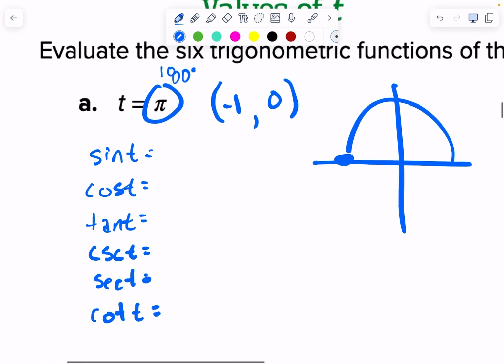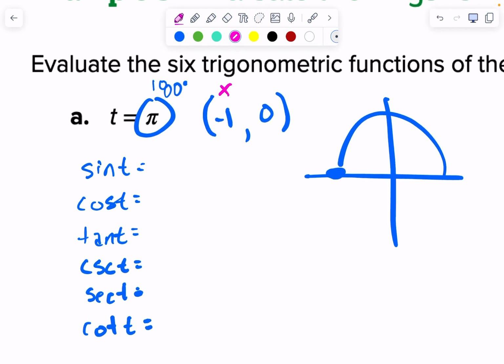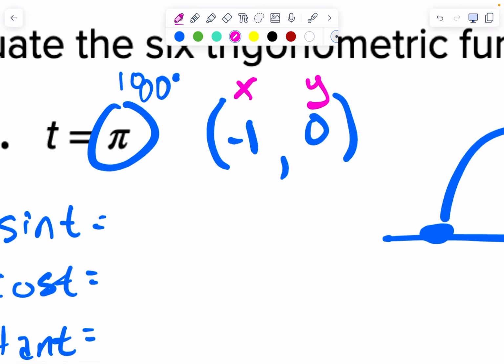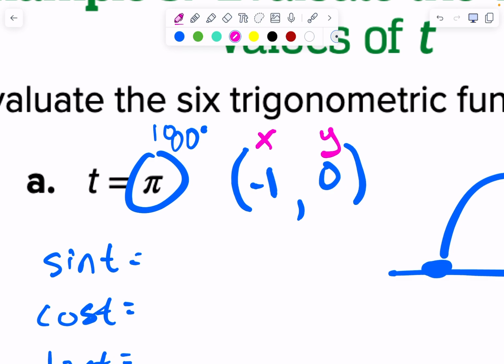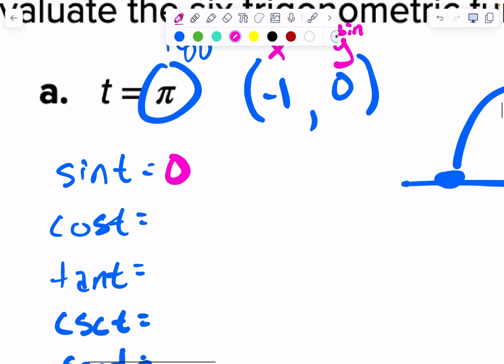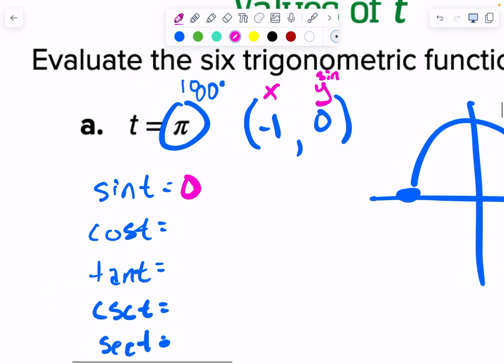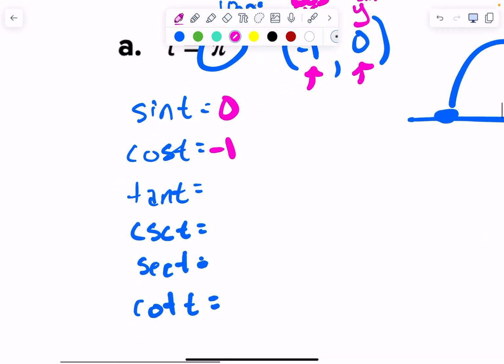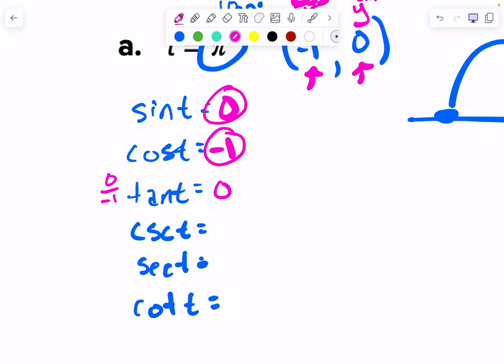All right, sine. The x-coordinate's -1, the y-coordinate is 0. We just pulled that off of the unit circle. But sine is which one? Sine is the y-coordinate, so sine of t is 0. If we're looking at t being pi, sine is going to be 0. What's cosine? -1. This is cosine, this is sine. Tangent is sine divided by cosine: 0 divided by -1. What does that come out to be? 0. It's not undefined, it's just 0.